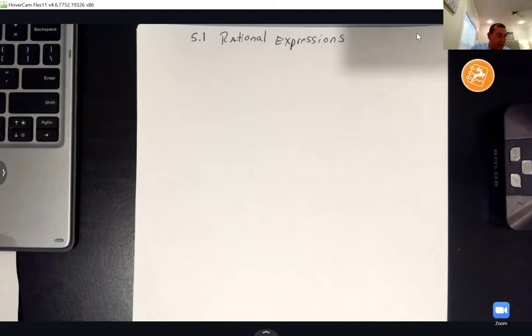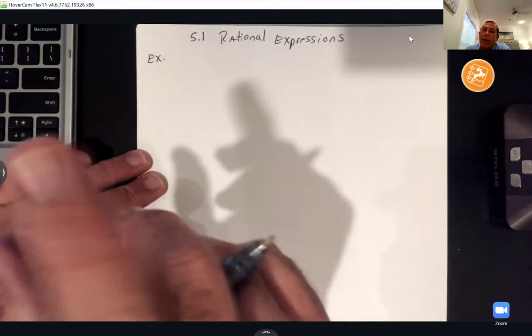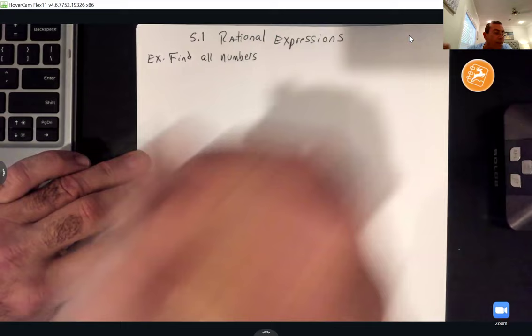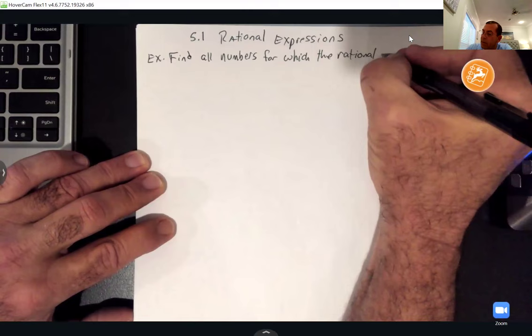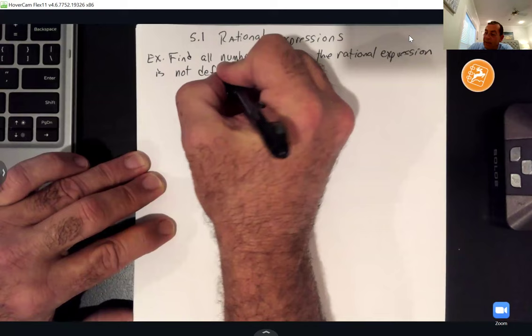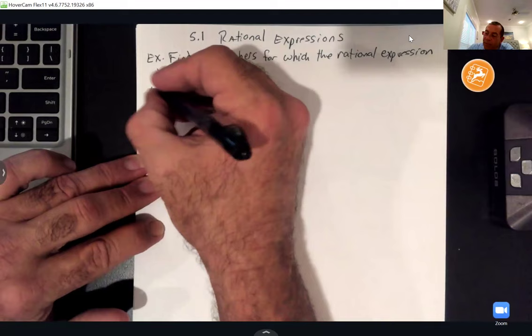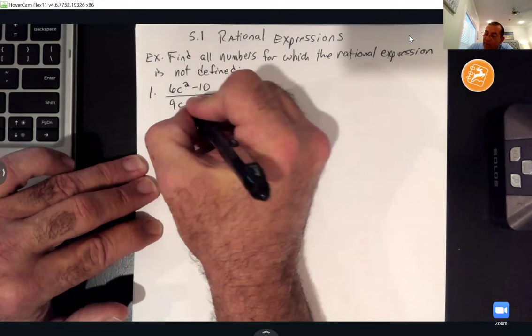Alrighty, so let's see what they want us. So this is just a repeat of stuff we've already learned. But what they're doing in this section, they'll throw some x squareds under there. So for the first two, you're going to find all numbers for which the rational expression is not defined. Well, that means what makes it undefined? Well, to find that, we set the denominator equal to 0. So the first problem, they're giving me 6c squared minus 10 over 9c plus 25.